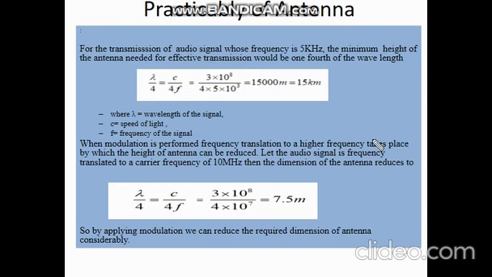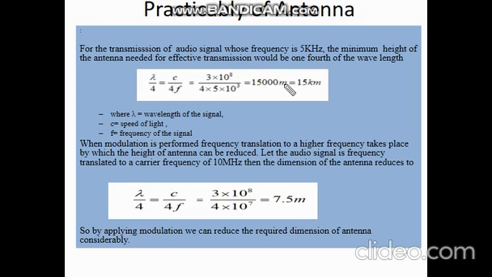Next advantage of frequency translation is the practicability of the dimension of the antenna. The minimum height of an antenna for effectively transmitting a particular frequency is equal to one-fourth of the wavelength of the signal you are transmitting. So if you want to transmit an audio or baseband signal of 5 kHz without modulation, the dimension of the antenna will be lambda by 4, that is C by 4f. Lambda is equal to C by f, where C is the speed of light, 3 into 10 to the power 8 meters per second, and f is the frequency, 5 into 10 to the power 3 hertz in this example.